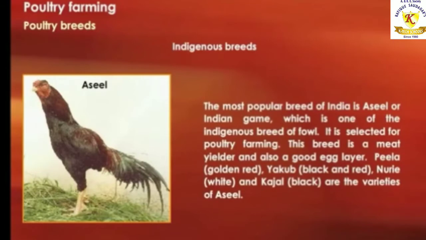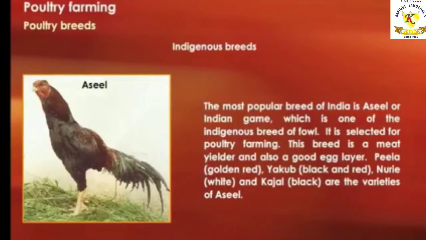Poultry breeds. 3 types of breeds are included in Indian poultry. They are indigenous breed. Example is Asil. The most popular breed of India is Asil or Indian game, which is one of the indigenous breeds of fowl. It is selected for poultry farming. This breed is a meat yielder and also a good egg layer.